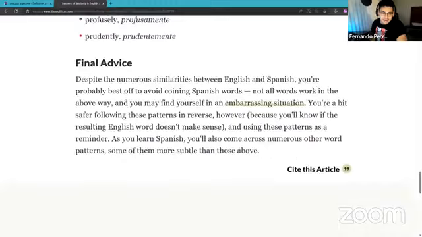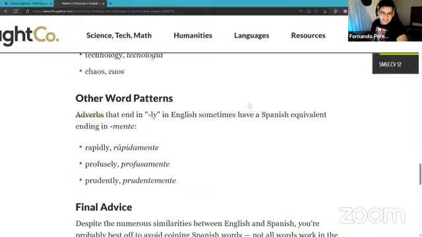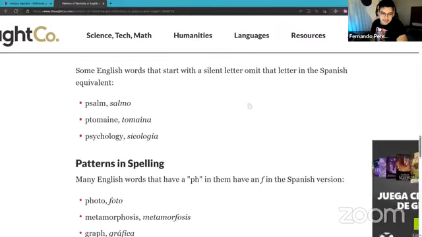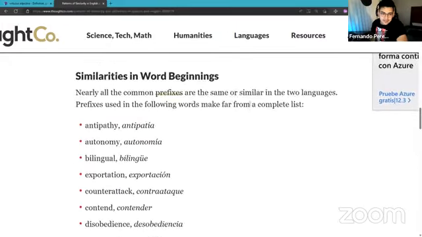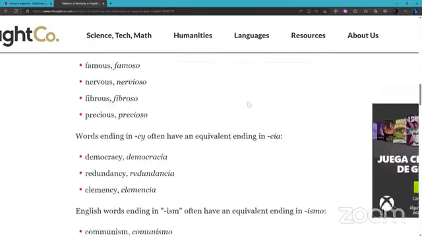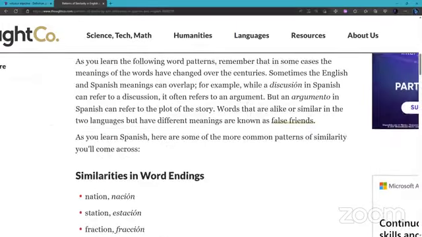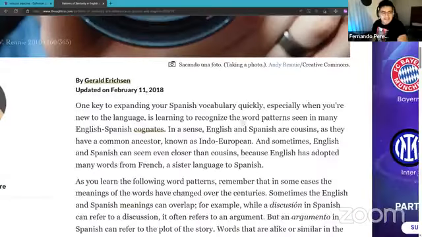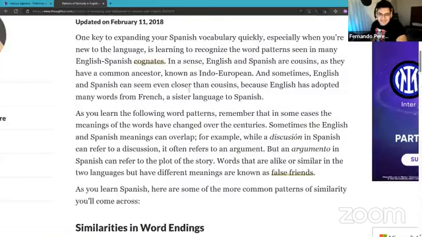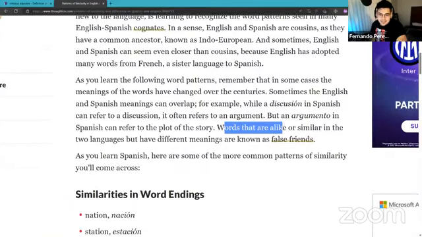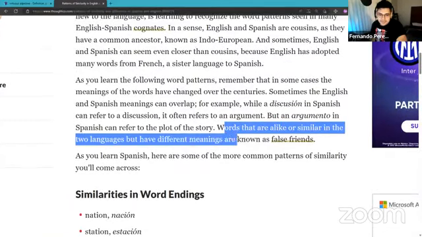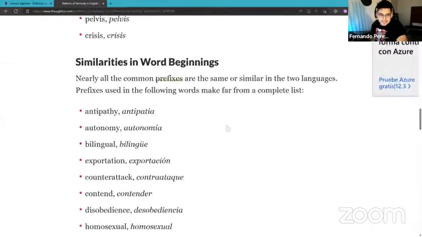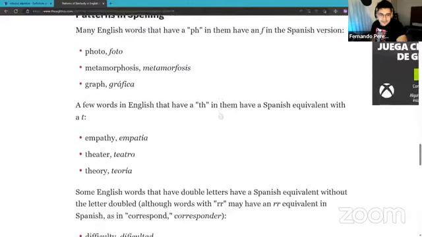Final advice. Where is it? Let's see. There's a lot of words very different to Spanish. These ones are the similar ones, but we don't have the words that are similar in the two languages but have different meanings, the false friends. Names of occupations, where is it? I thought we have the negatives here.